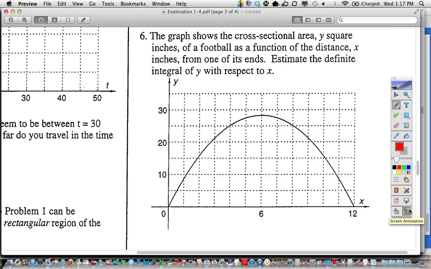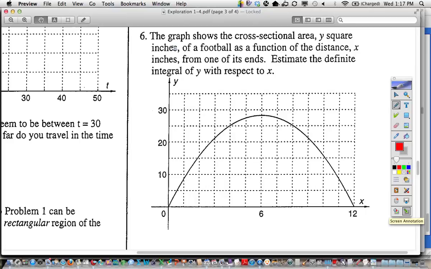So you see why this graph is what it is? You come in 1 inch, and you get a little bit of cross-sectional area. You come in another inch, you get a little more area. Another inch, more area, until you get to the middle of the football, and then you get the biggest circle. Then you go a little farther, and it's getting littler as you get to the other end of the football. So that's what this graph represents: a slice taken every inch and measuring the cross-sectional area of the slice.